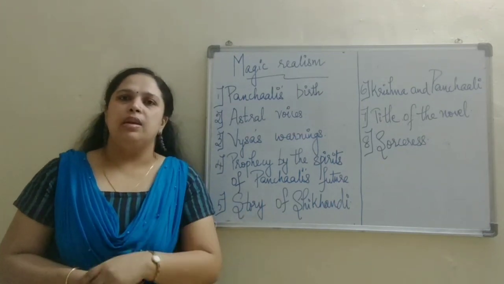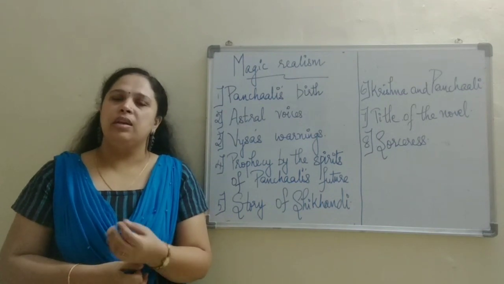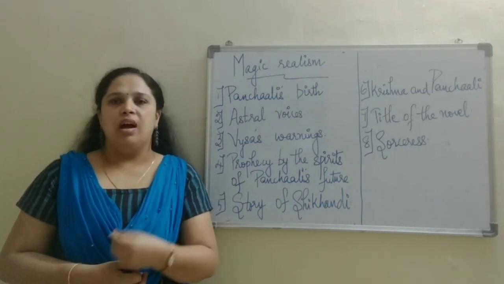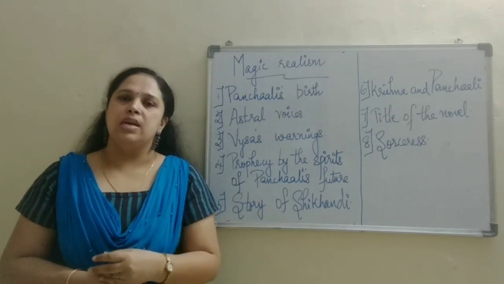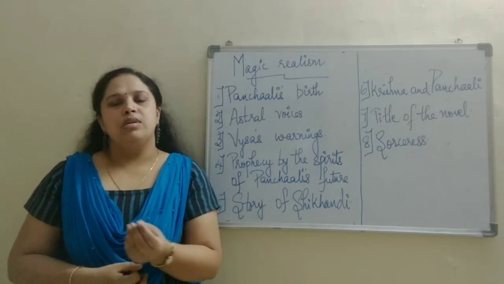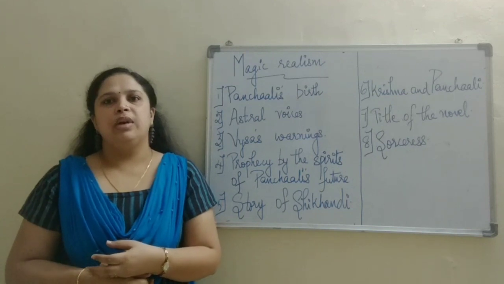So what is the magical element in this story? The magical element is nothing but the very garland and the rebirth of Amba as Shikhandi. All these serve as the magical element. Now what is the realistic element portrayed by Divakaruni?